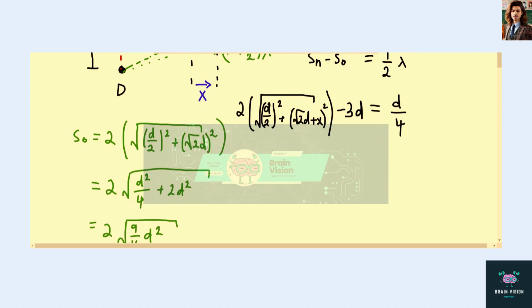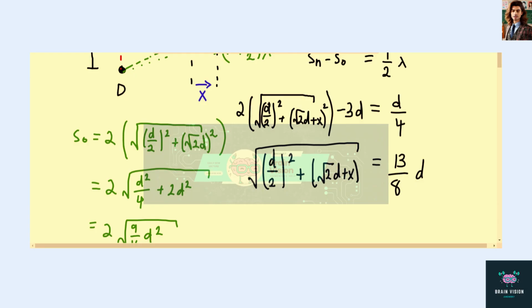So let's do some rearrangement. We need to find what x is here. So first thing, I'm going to pull that 3d to the other side. So it's going to be d over 4 plus 3d. 3 is 12 over 4, so that's going to be 13 over 4 d. And then at the same time, let's divide the 2 out. So that's going to be 13 over 8 instead of 13 over 4. And then we'll just be left with the square root on the left-hand side.